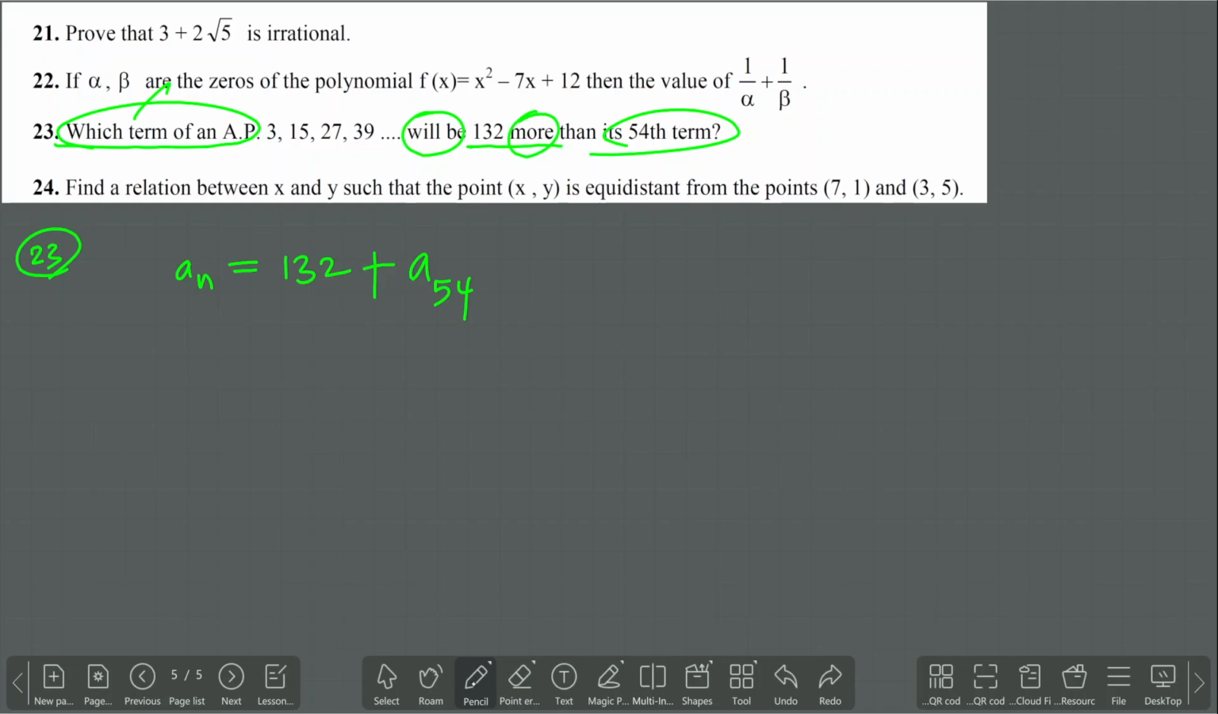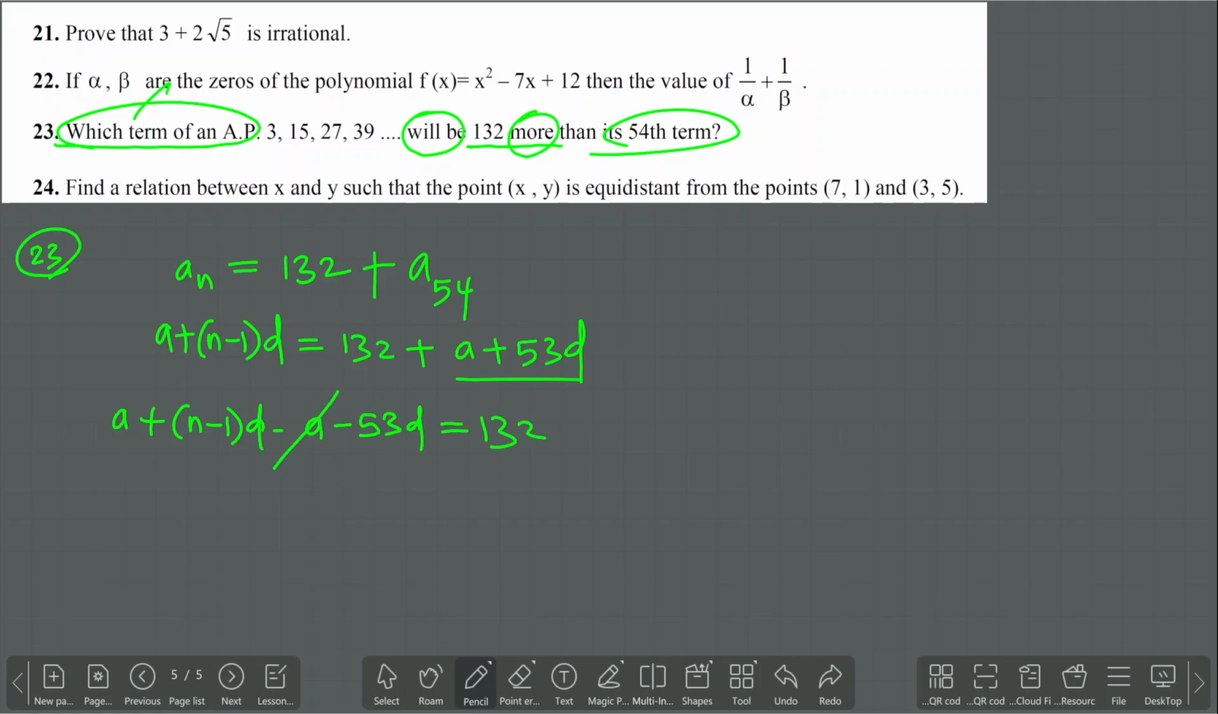You just write, what is the AN formula? A plus n minus 1 into D equal to 132. A54 in the sense A plus 53D. As per this formula, I am writing directly. Now see, numbers fully one side, unknown fully one side. You bring all together this side. So n minus 1 into D minus A minus 53D, which is equal to 132. See here, A value will be cancelled. Okay. Now n minus 1 into D.